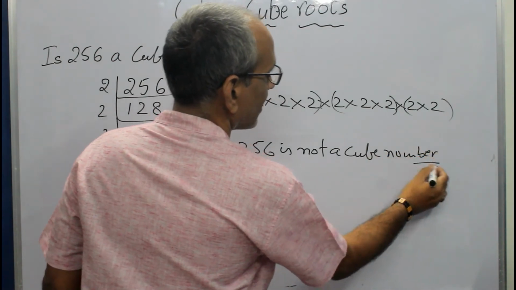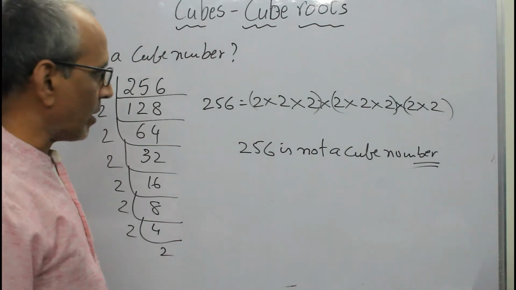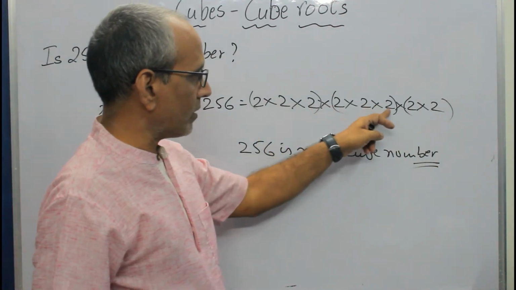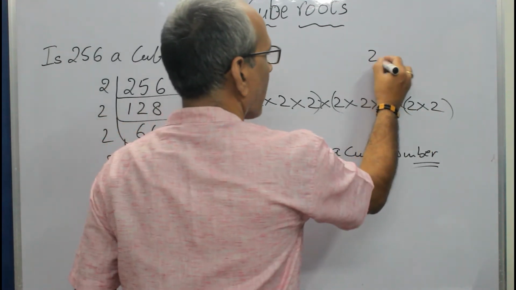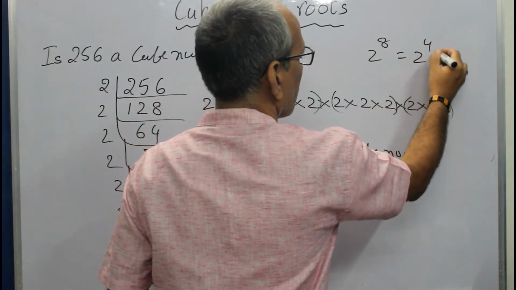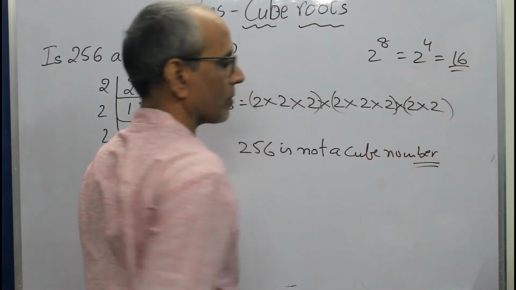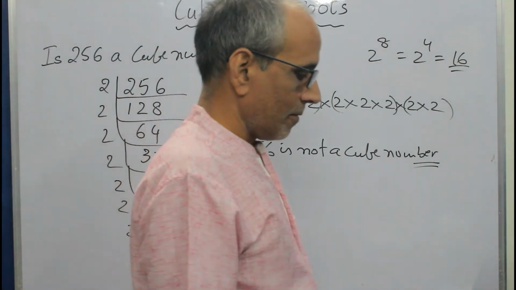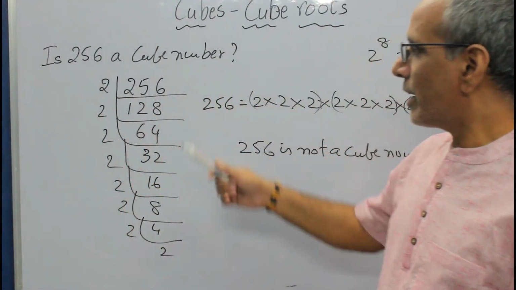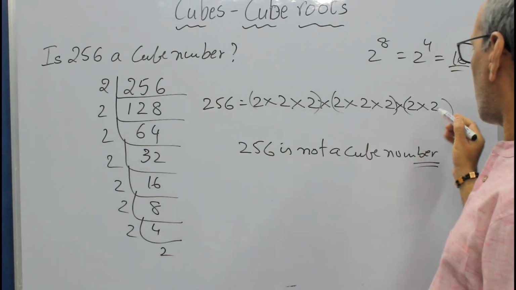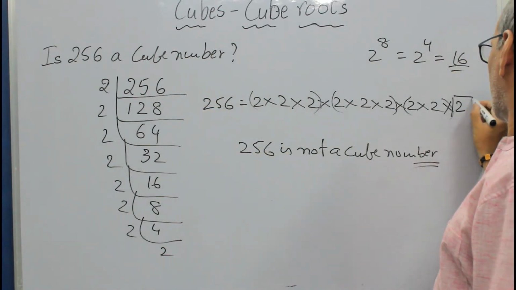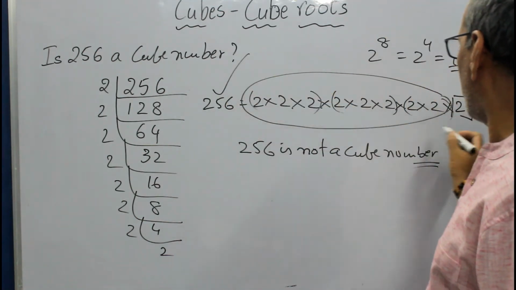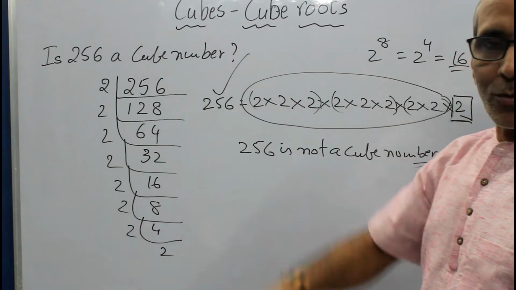But what number is it? It is a square number, because it has an even number of factors. See, 1, 2, 3, 4, 5, 6, 7, 8. So 2 power 8 is the number, and 2 power 4, that is 16, is the square root. So it is a square number, not a cube number. But what is required here to make it a cube? We want one more 2 here. That means the whole number, 256, has to be multiplied by 2 to make it a perfect cube.